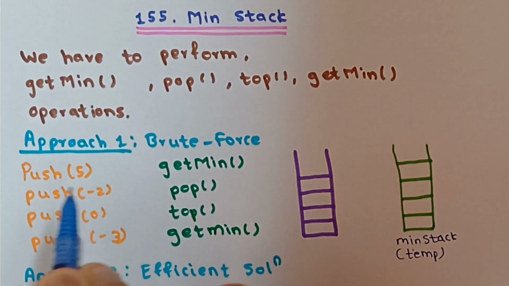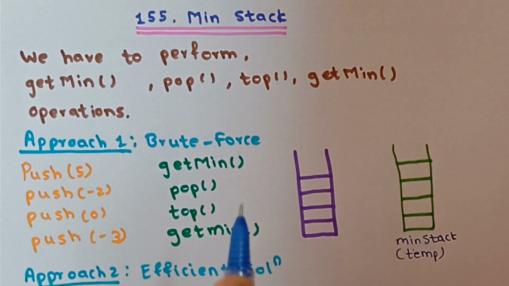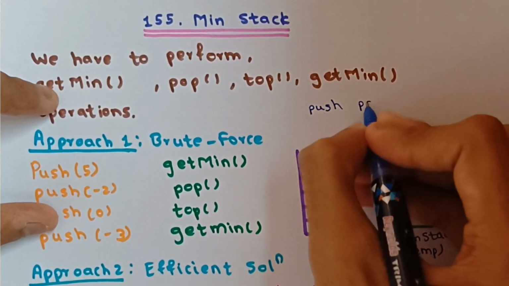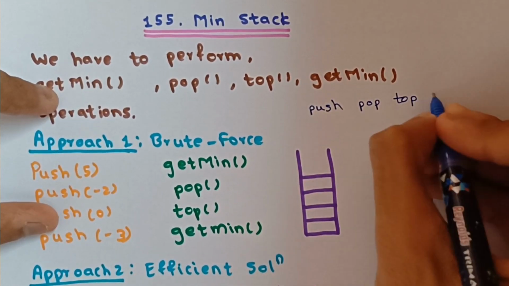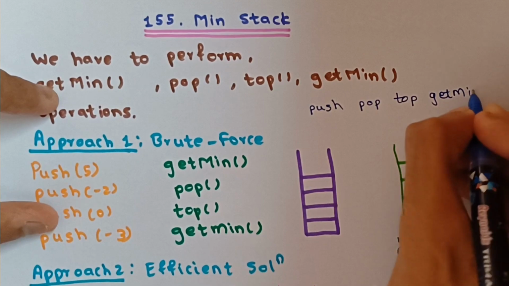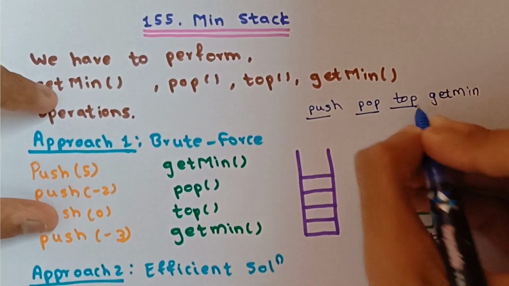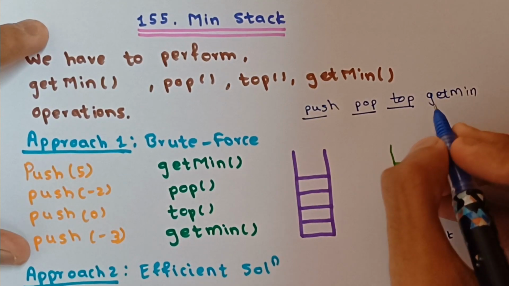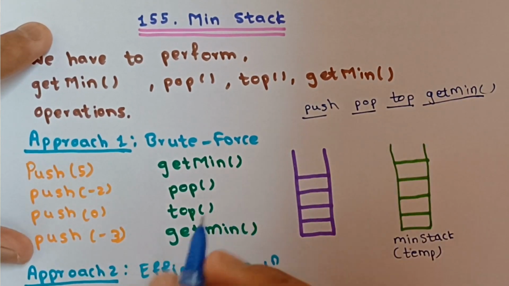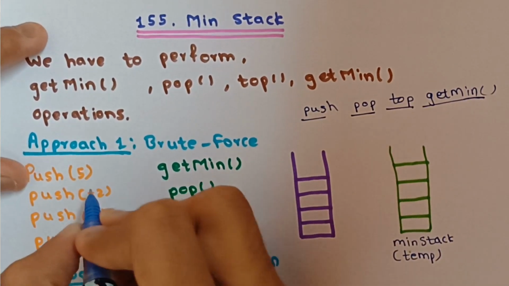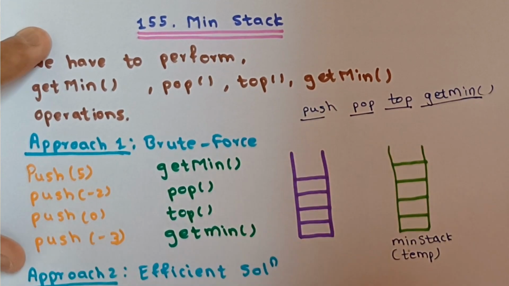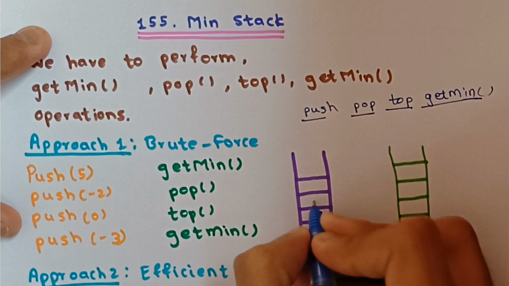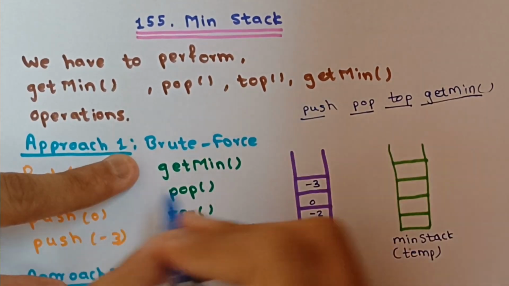First we will explain approach 1, the brute force approach. We have to perform the push, pop, top and getMin operations. Push, pop and top are already present in the stack in Java, they are predefined, but we also have to perform getMin. I will take one example. We have to push 5, -2, 0 and -3. First I will push 5, -2, 0 and -3 in the stack. First we have to find the getMin.